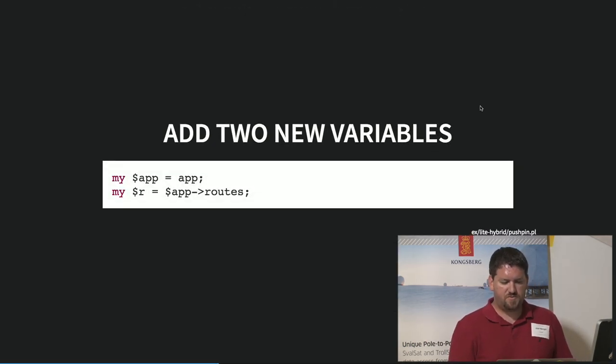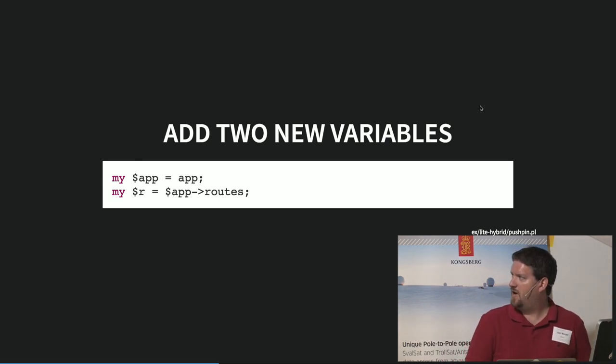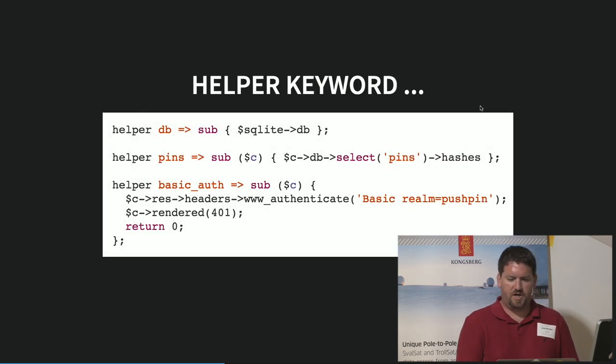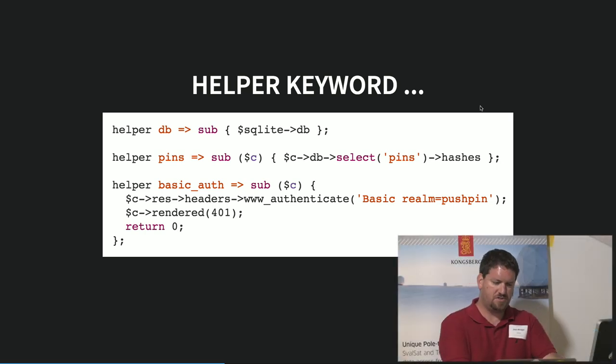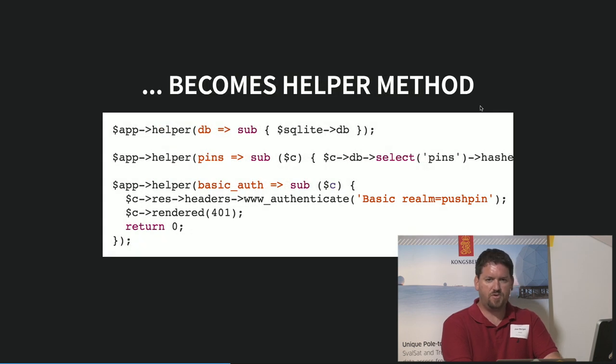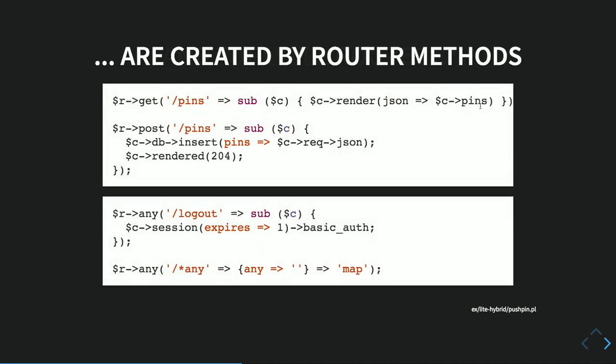So the easiest thing to do is, first of all, add a couple little variables at the top of your app. You have my $app equals app, so we're going to put the application in a variable. And we're also going to pull out the router. We call it $r by convention in the documentation, so I'm going to do that here too. The helper keywords are easy because the helper keyword is just actually a method on the application. So these same helpers we had before are created by the helper method. It's exactly the same code, just called as a method on the application. And all four of those top-level routes are basically just created by methods on the router. Very simple translation. You just wrap the code.